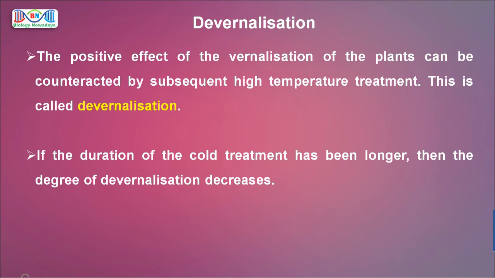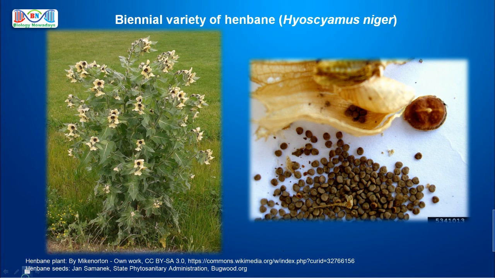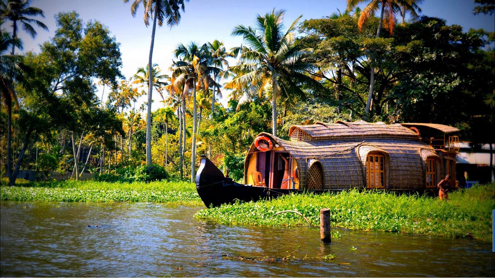That's all, but before we conclude, I have a situation for you to think on. Just imagine that I got some seeds of the biennial variety of the medicinal plant henbane, and I would like to grow them in my home garden. You know that vernalization, either natural or artificial, is essential for this plant to flower. But I am living in Kerala, a small state in India.